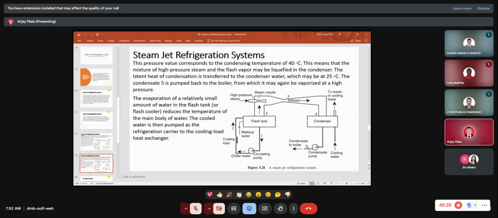So the evaporation of a relatively small amount of water in the flash tank or flash cooler reduces the temperature of the main body of water. The cold water is then pumped as refrigeration carrier to the cooling load heat exchanger.